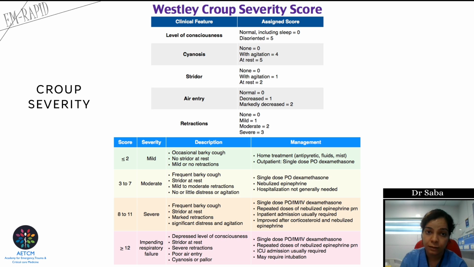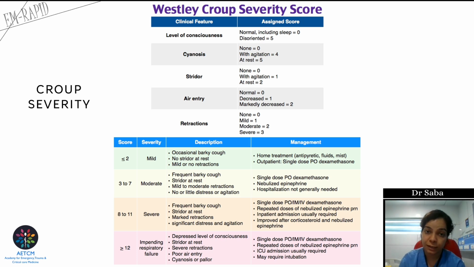For level of consciousness, if the child is normal, even if the child has normal sleep, we give just 0 score. But if there is any alteration in the level of consciousness, then it's straight away 5. Altered mental status is a red flag sign, which is why if the child is presented to you lethargic or drowsy, or super agitated, or a disoriented, confused child, you straight away give a score of 5.